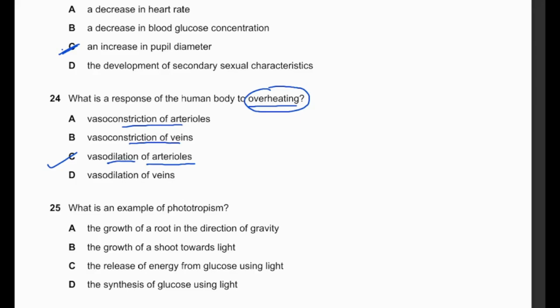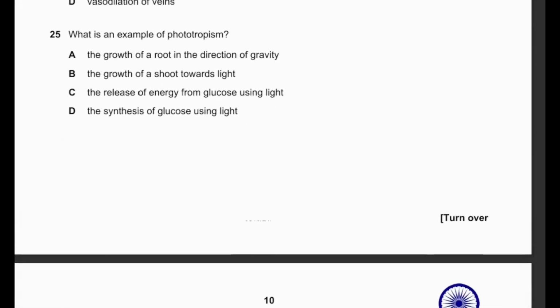What is an example of phototropism? Now we are again in coordination and response, in plants. Photo means towards light, or response to light. The growth of the root in the direction of gravity, but there is no light involved there, so no. Growth of a shoot towards light. See, we got the answer: if something is growing towards the light, that's the correct answer. And the release of energy from glucose, or synthesis of glucose using light, are related to photosynthesis.